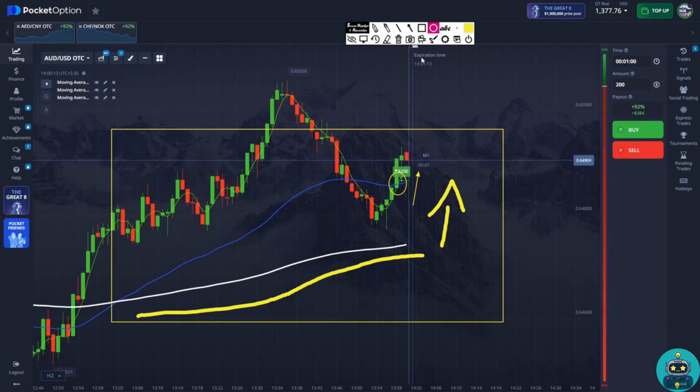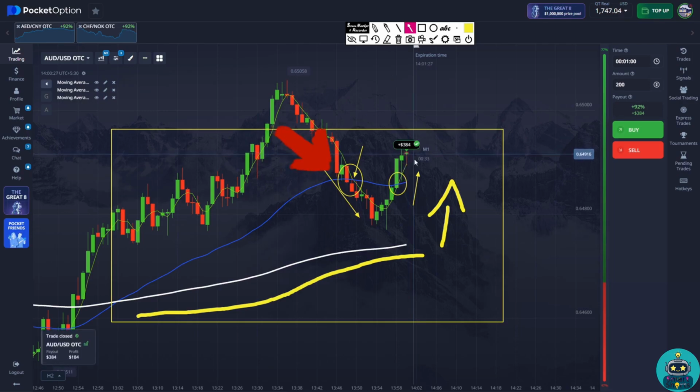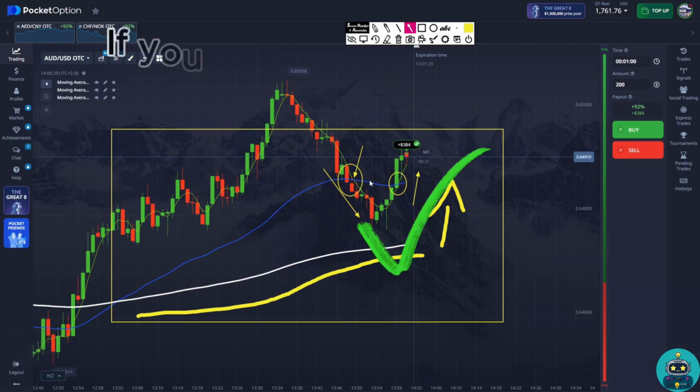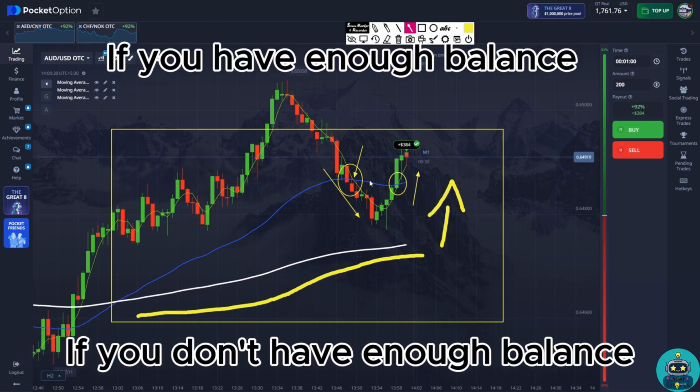And here you can see that the green line crossed the blue line in the downward direction. So we have an opportunity here. If you have balance, you can take a trade on this opportunity. If you don't have balance, then you can avoid this. I will tell you both situations, if you have enough balance and if you don't. If you don't have enough balance, take trades with the trend, and if you have enough balance to recover your loss, you can go opposite the trend, just by taking two confirmations.